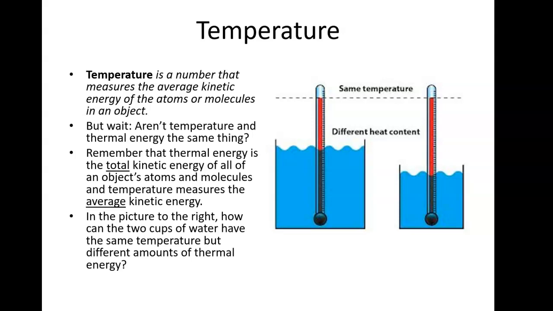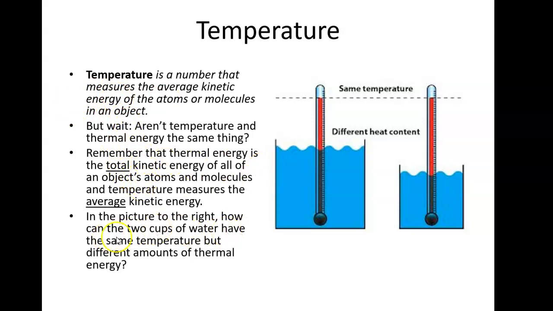The thermal energy would be the kinetic energy of each atom added together. The temperature is not equal to the average kinetic energy of the atoms or molecules, but is a number that measures the average kinetic energy of the atoms or molecules. You would basically find it by taking all of those energies and then dividing by 100. Okay, so that is the difference between temperature and thermal energy.